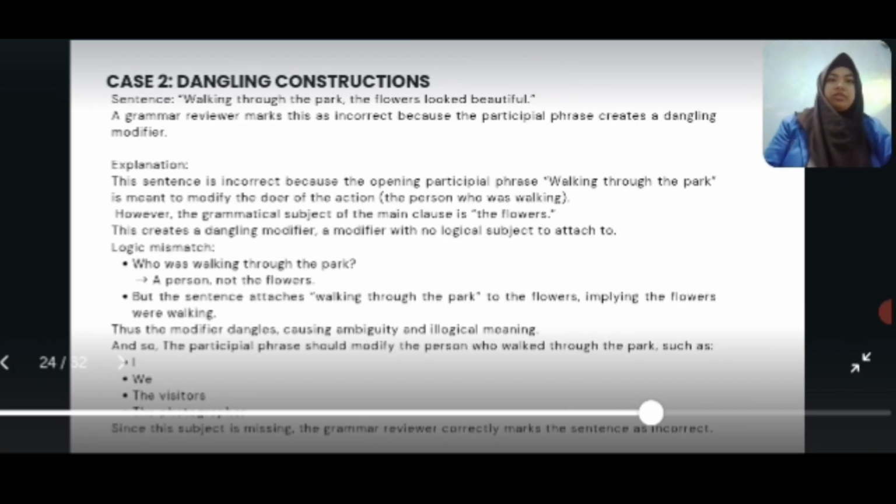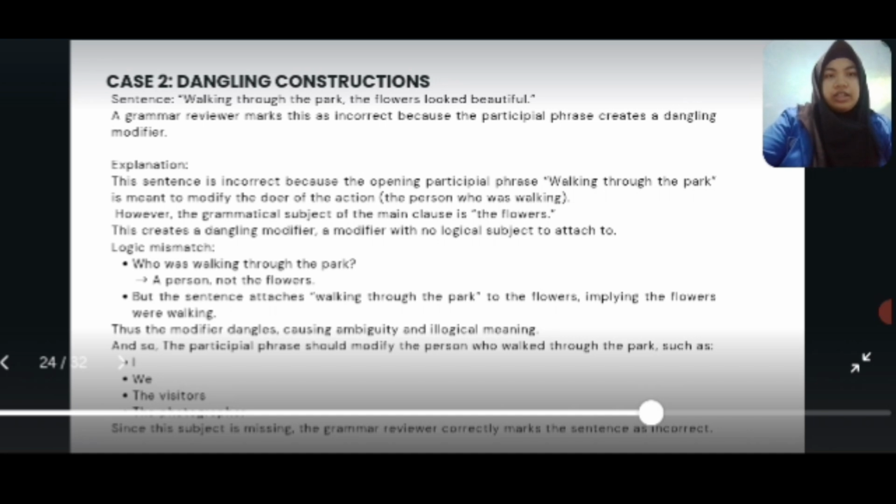And then we move on to case 2, dangling construction. And then there's the sentence that we are going to analyze: "Walking through the park, flowers look beautiful." A grammar reviewer marks this as incorrect because the participle phrase creates a dangling modifier. And then there is the explanation for that.